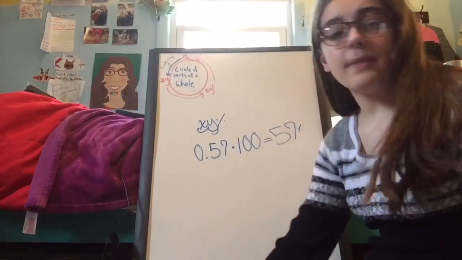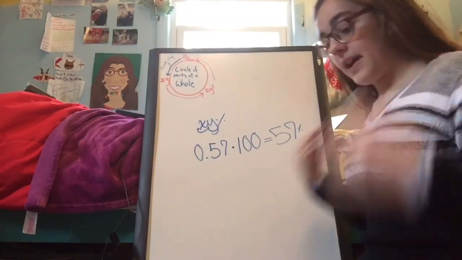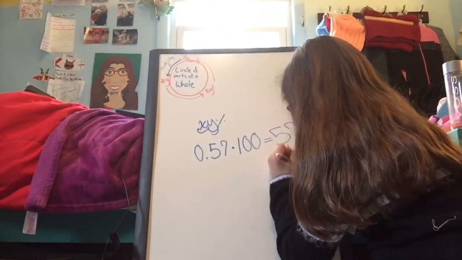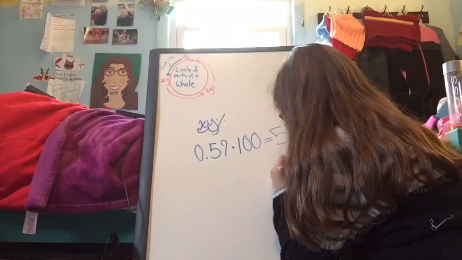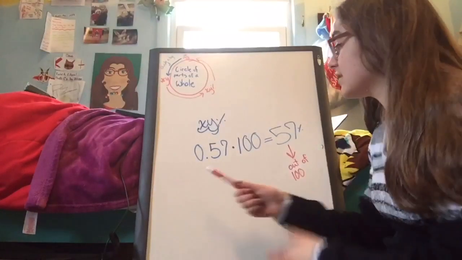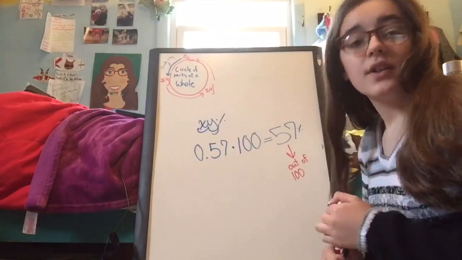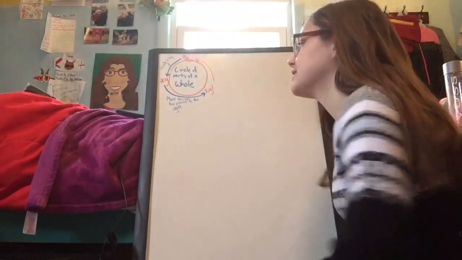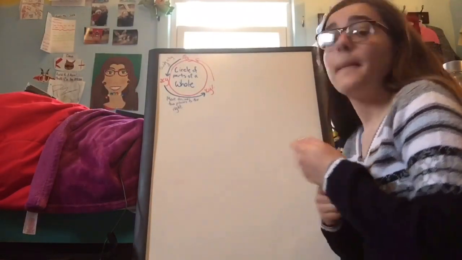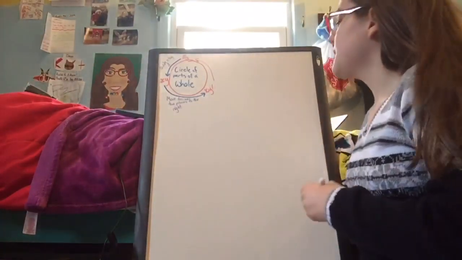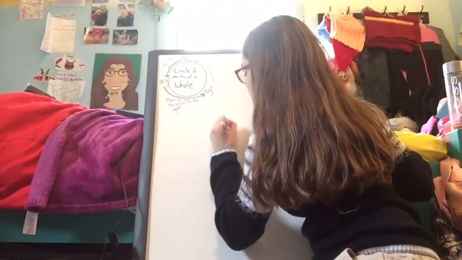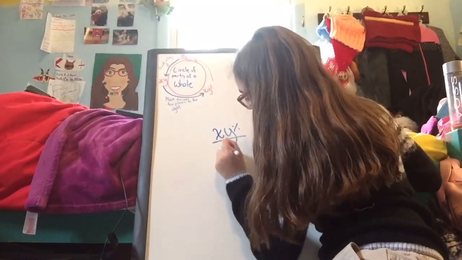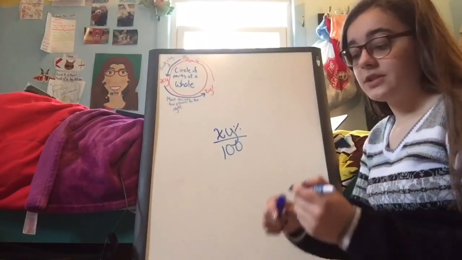But why do we multiply by 100? We multiply by 100 because a percentage is out of 100, just like a decimal is out of 1. So that's why we would multiply by 100 to find the percentage. If we want to turn a percentage back into a fraction, we would divide it by 100 or put it over 100. So xy percentage over 100, boom, you have a fraction.